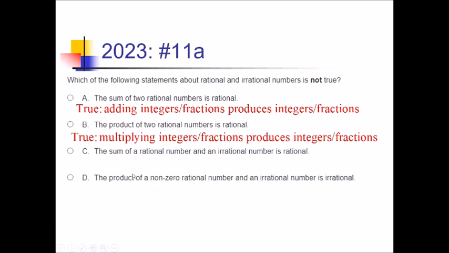Well, one way that we can reason about this is to come up with a counterexample. Let's see if we can prove this one false. Is there a rational and an irrational number that I could add together? There are. There's lots of them, actually.